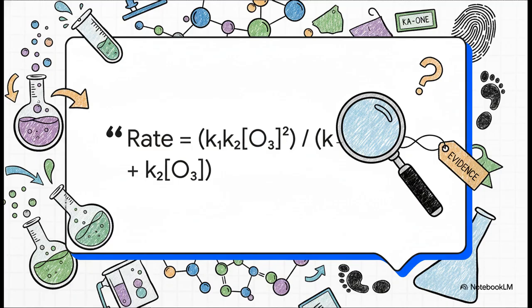And this is it. This is the master equation, the rate law that our two-step theory predicts. Now, I know it looks a little intimidating, but don't worry about the math. Just think of this as the mathematical fingerprint of our suspect. So, for the moment of truth, does this fingerprint match the clues we found at the crime scene?